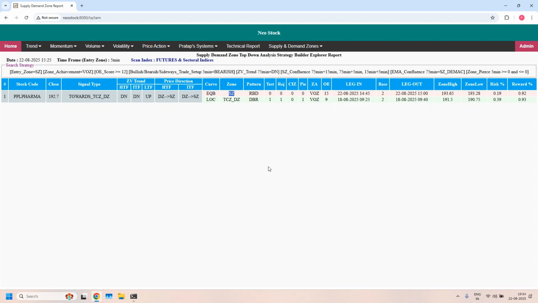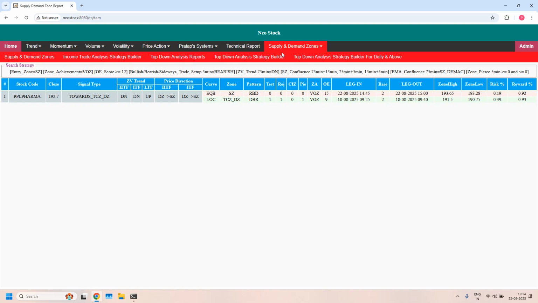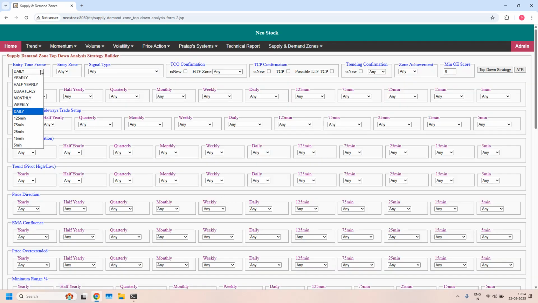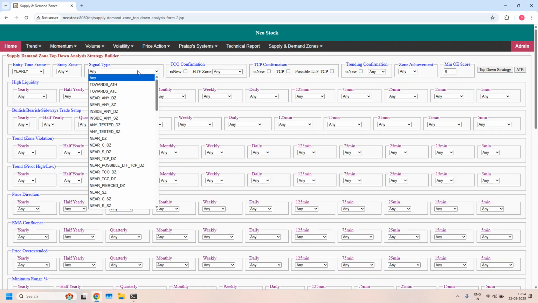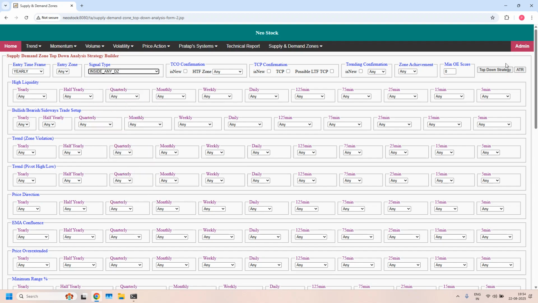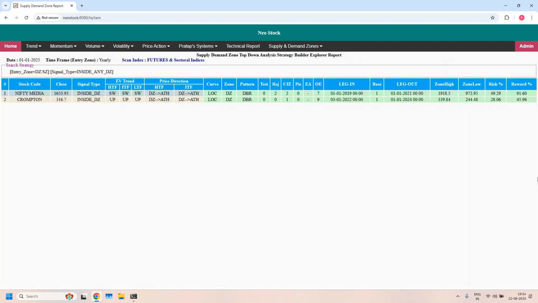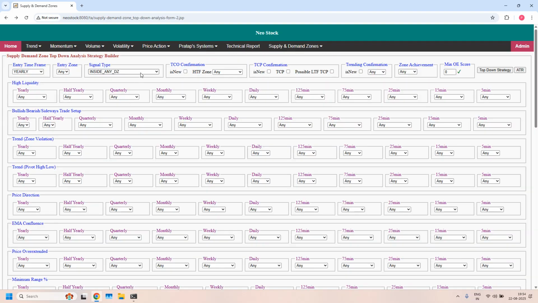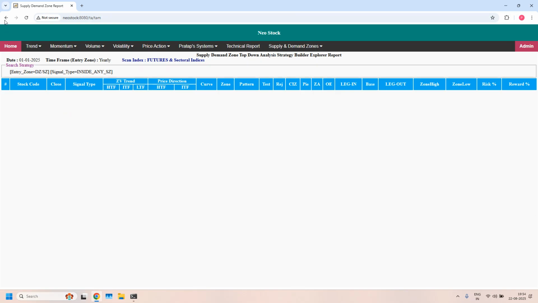So with this, we have completed report generation for all the income trades. Next, I will generate finding the stocks near demand and supply zones for different time frames. Starting with the yearly time frame, price closed inside the yearly demand zone. We got 2 stocks. Next, price closed inside the yearly supply zone. We don't have any stocks.